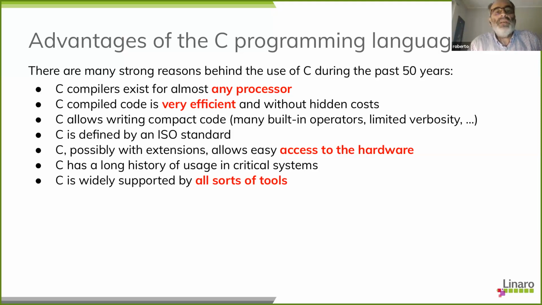C allows writing compact code. There are a lot of built-in operators, and you can code quite complex things by writing a limited amount of lines. It's defined by an ISO standard, and it allows easy access to the hardware, which is essential, for example, to write operating systems or embedded systems. It has a long history of usage, including in critical systems. And also, C is widely supported by all sorts of tools, not just compilers. There are lots of tools that can operate on C source code or on machine code generated from C.